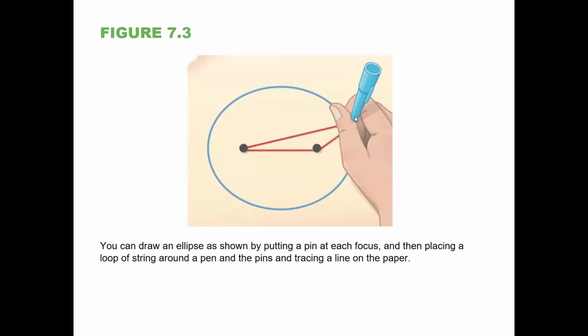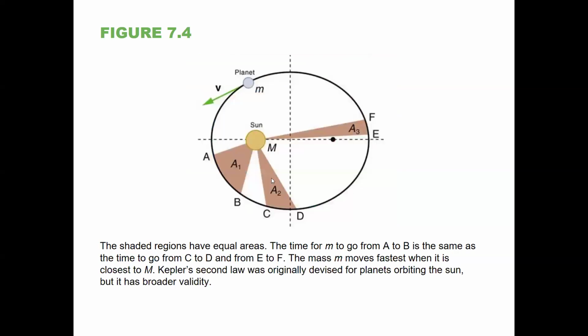So we can draw this path if we have two pins and we put a rubber plastic band and we start to make a shape. You will see that this shape will be exactly an ellipse. So you can draw an ellipse as shown by putting a pin at each focus and then placing a loop of string around the pins and tracing a line on the paper. You'll get that elliptical orbit.